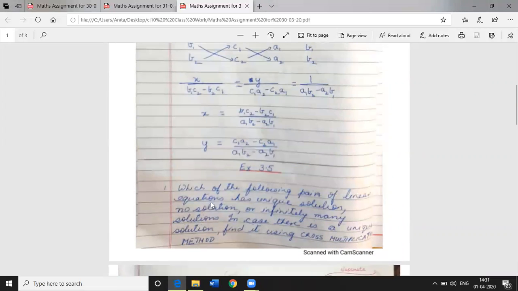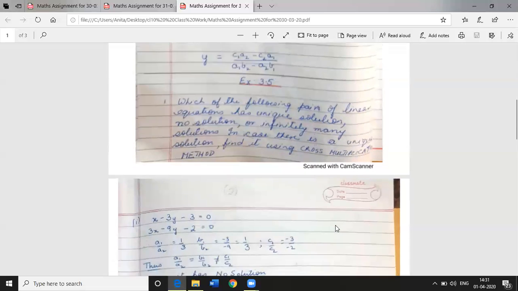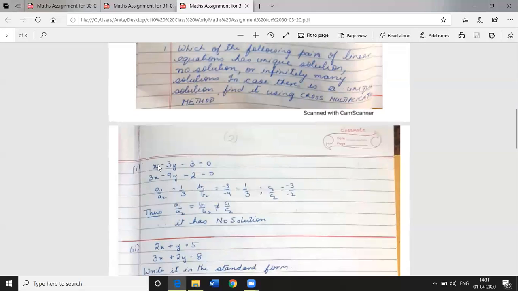Now what is the first question of your NCERT over here? They've given you 4 equations and they've written here, which of the following pairs of linear equations have a unique solution, no solution, or infinitely many solutions? In case there is a unique solution, then find it by cross multiplication method. The first equation given over here is x minus 3y minus 3 is equal to 0, 3x minus 9y minus 2 is equal to 0.